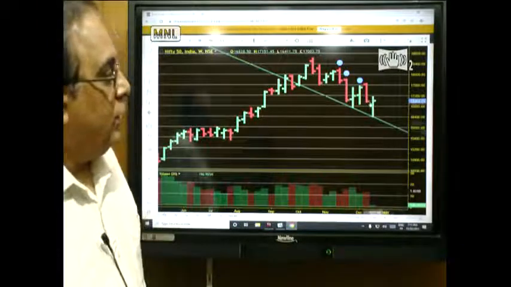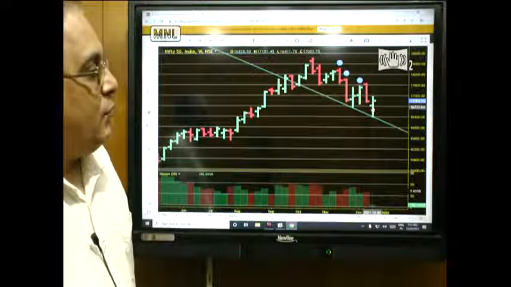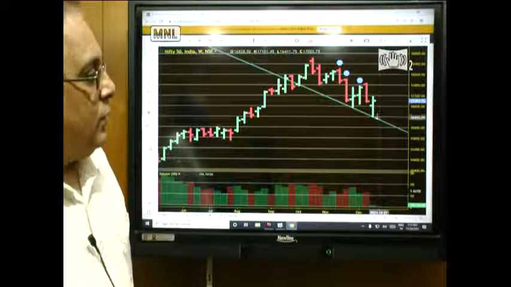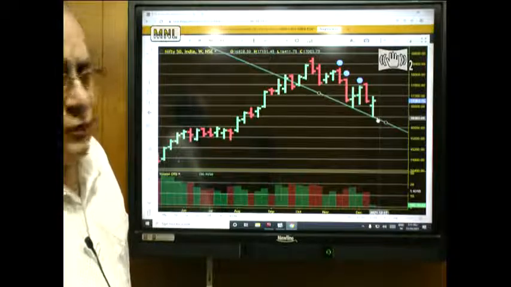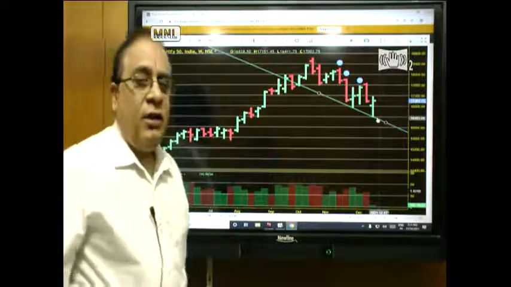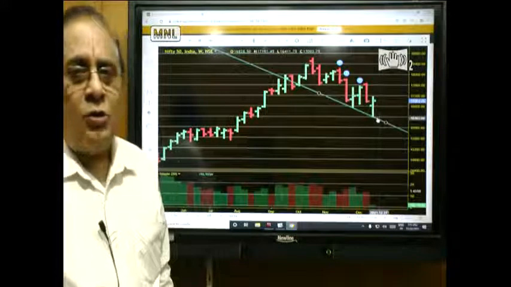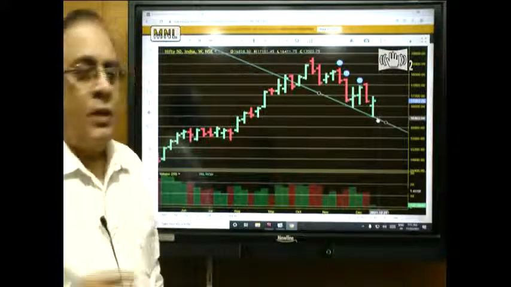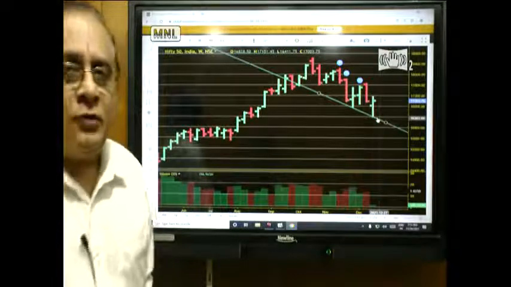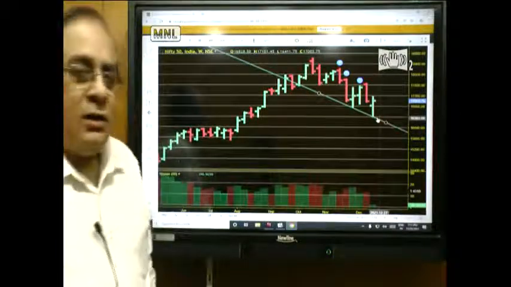If 16,780 is broken, 720 is broken, then we should see the bottoming out taking place very close to 16,400, 16,365, 370 levels. So very closer to 16,400 we should see strong support, and right now it looks like 17,500 to 600 has to be broken as per the trend line.